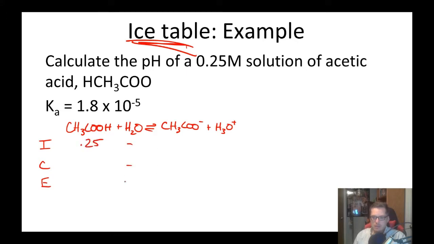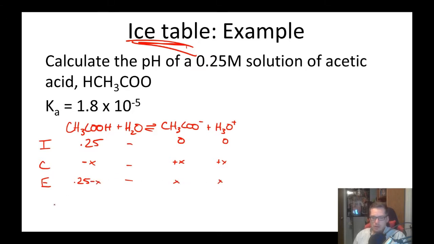Water doesn't mean anything, so we're just going to ignore water. And we're going to have 0 acetate and 0 hydronium to start. Now our change, we're going to lose some amount of acetic acid because we have to go to the right, because it's an acid. So we're going to form hydronium. We're going to gain some amount of this and some amount of this. So at equilibrium we'll be at 0.25 minus X, X, and X.